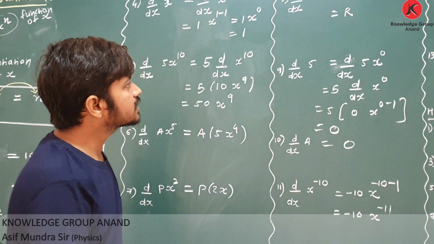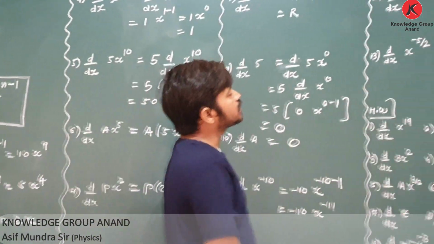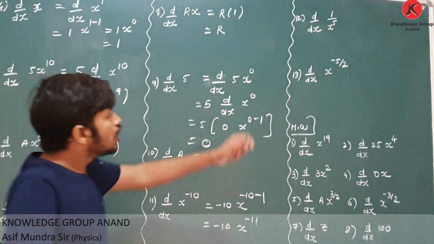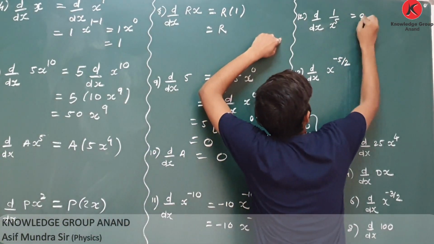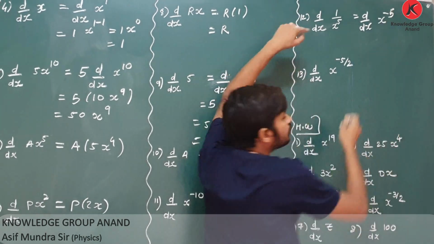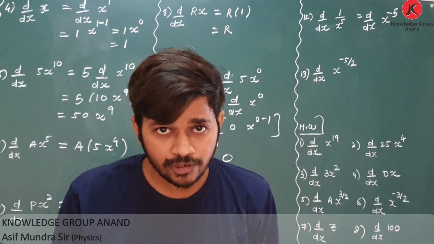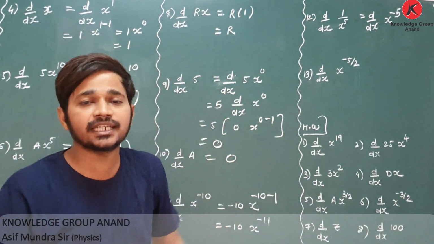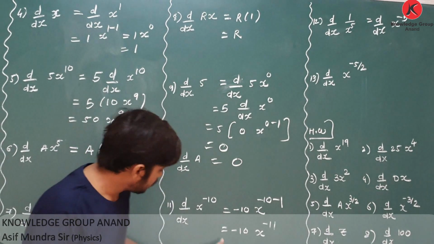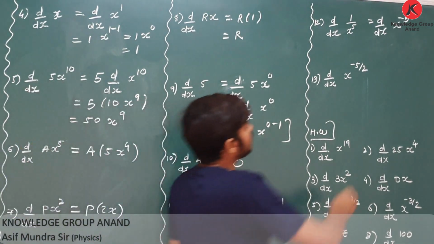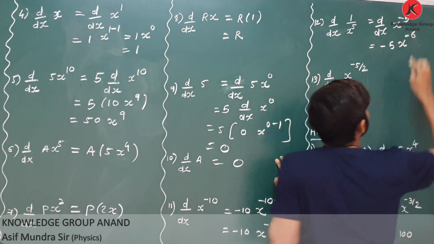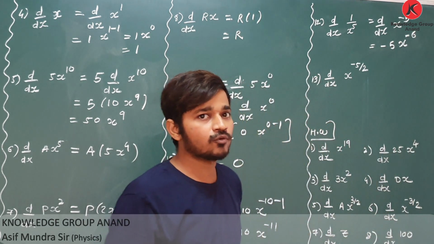Clear? Next, d upon dx of 1 upon x raised to 5. You can also write this as d upon dx of x raised to minus 5. Yes or no? 1 upon x raised to 5 is equal to x raised to minus 5. Its differentiation is minus 5 x raised to minus 6. Why minus 6? Think.